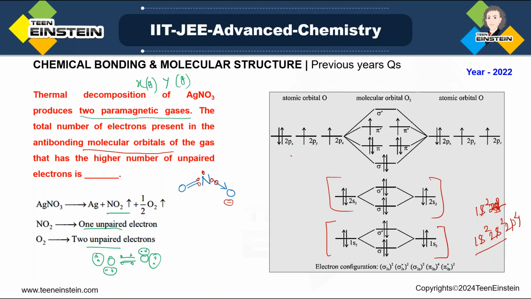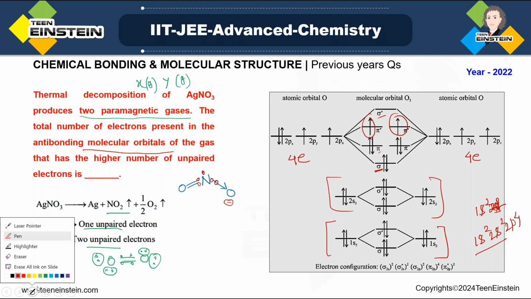So in the 2p part, there are a total of 4 electrons here, and here also a total of 4 electrons. And remember, 2s-2p mixing is not present. So first there is sigma bonding, then pi and pi star, then sigma star. Now 4 electrons plus 4 electrons, total 8 electrons. If you place the 8 electrons according to Hund's rule, you will be able to understand that 2 unpaired electrons are there. Okay, so the second step is already done.